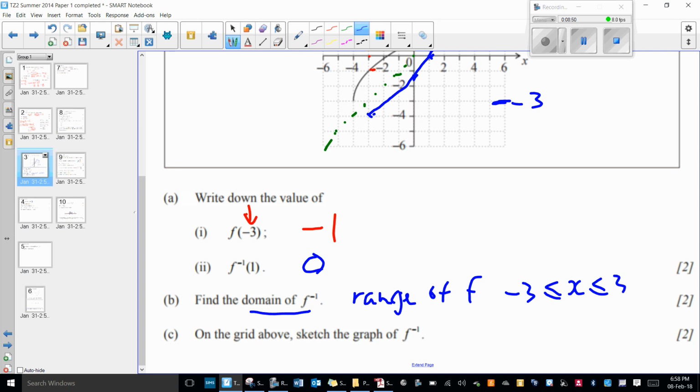Alright, on the grid above, sketch. Oh, I did that already. Okay, there we go.